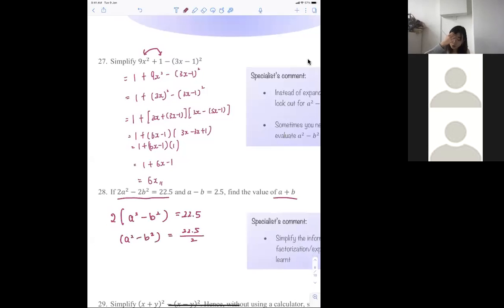All right, then I start to split my bracket. Remember what is a square minus b square? A square minus b square is a plus b, a minus b. All right, and then you know what is a plus b. Sorry, you want to find what a plus b, but you know what is a minus b. A minus b is 2.5. So you got a plus b, a minus b you change to 2.5.